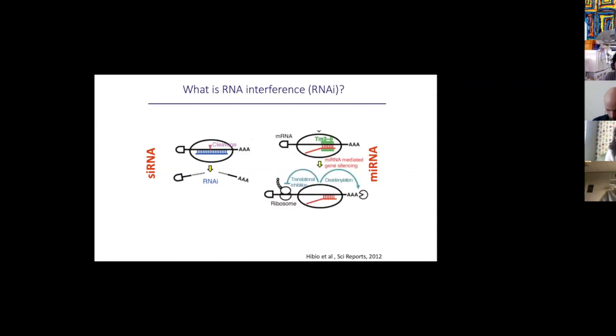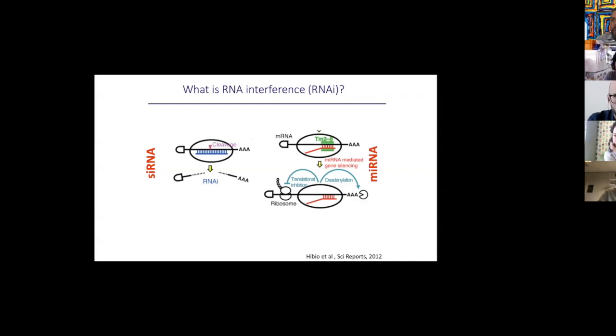So what then is a microRNA? A microRNA is an RNA of similar size to an siRNA, but it binds with imperfect complementarity to its target, mostly focused on a so-called seed sequence that's in one end of the microRNA. And this might only be six or seven nucleotides long, so there are a lot of opportunities for binding. There are also a lot of non-canonical things that happen.